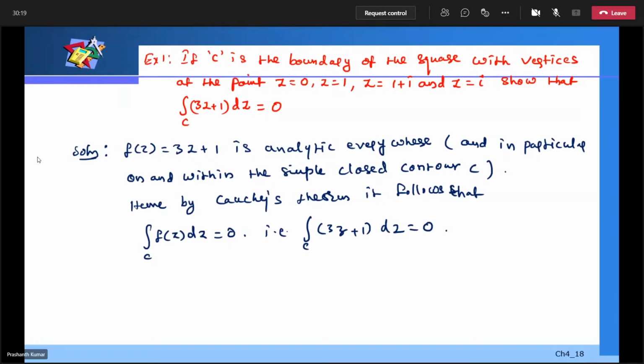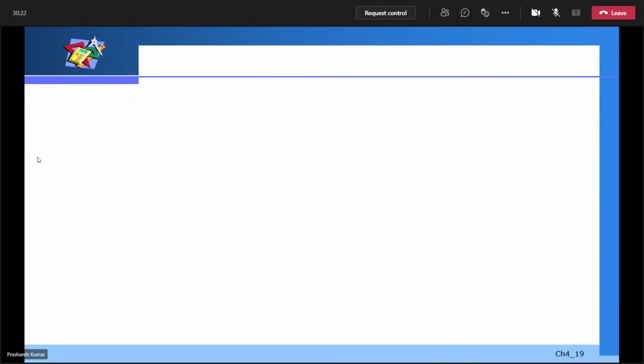Completed. Next question. If C is any simple closed curve, evaluate the integral over C of f of z dz.